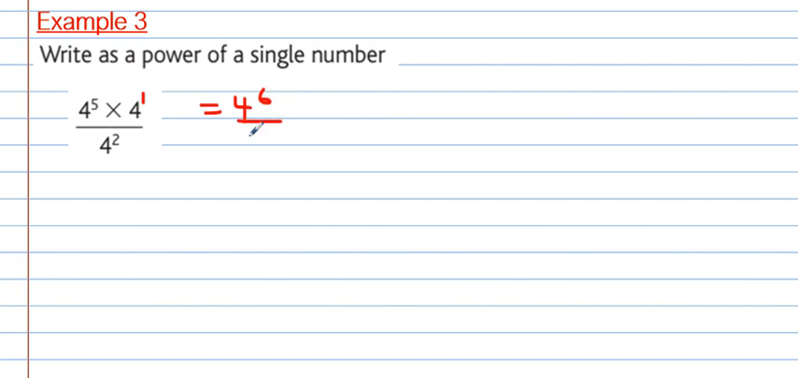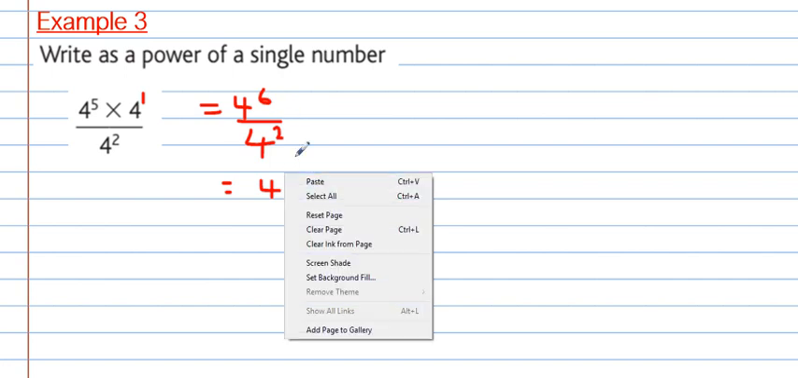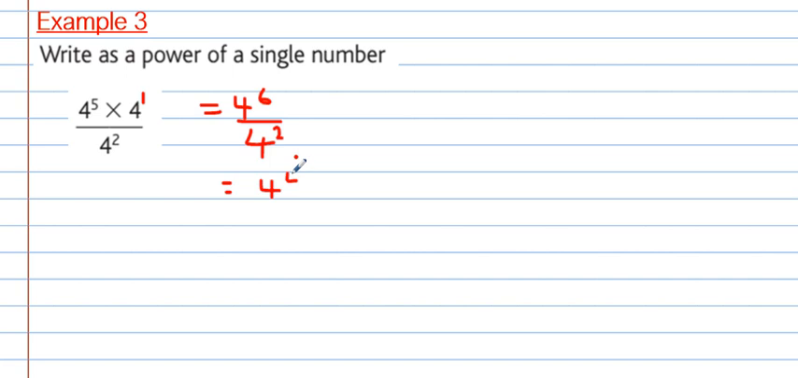Divide by 4 squared. We are dividing, so what do we do to the powers? We subtract them. So we're going to have 4 to the power of 6 take away 2, which is 4. This is another rule of indices, and you can have questions like this in the exam. That's exactly what you need to do: tidy the top bit first, then tidy the bottom, and then you have the answer.